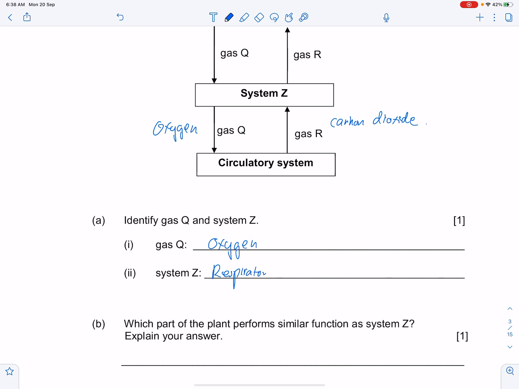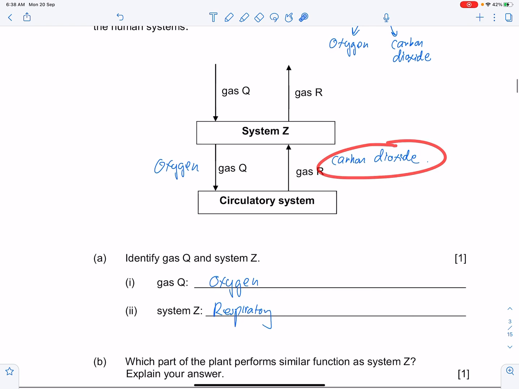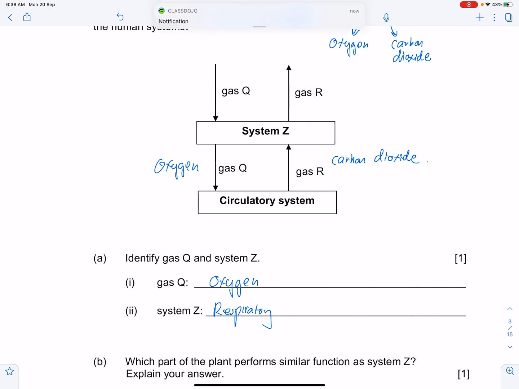Now how do I know that it's a respiratory system? If you look at it, your carbon dioxide is going into it, and then after that it gets removed, right? So that is something that your respiratory system would do.